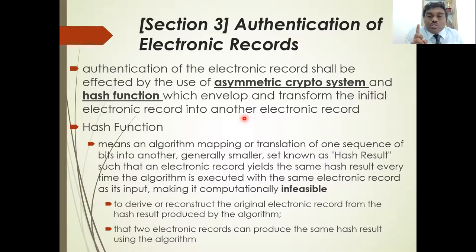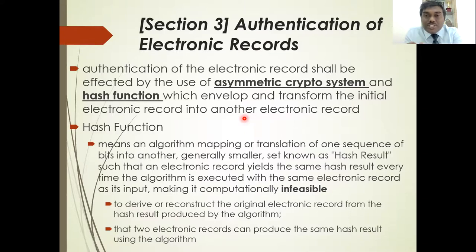Asymmetric crypto system. Symmetric and asymmetric, we already understood in the previous chapter. Symmetric: same key to lock, same key to unlock. Asymmetric: one key to lock, another key to unlock. What is a crypto system? Encryption. So that means we should follow an asymmetric crypto system like a digital signature, and we should have a hash function.